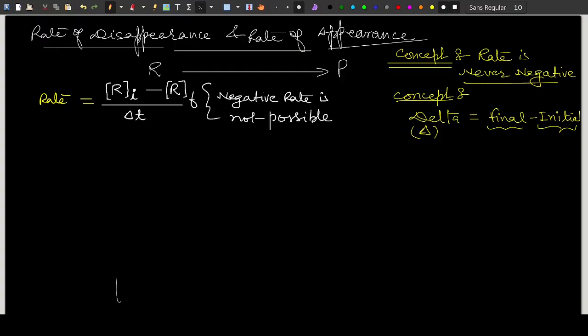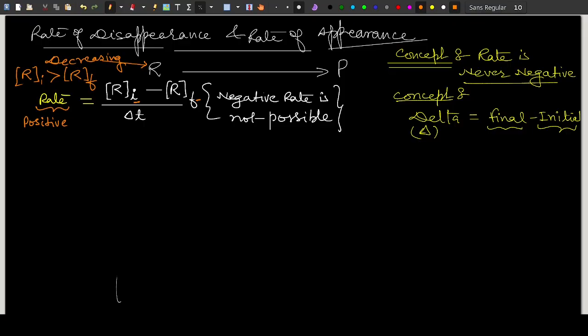That's why here we write initial minus final, because this is going to decrease. This is a decreasing trend. When this is decreasing, it means the initial will be more than the final. Because it is decreasing, initial will be greater than final, and because we have to keep the rate always positive, that's why we write here initial minus final. Here this is representing the T.